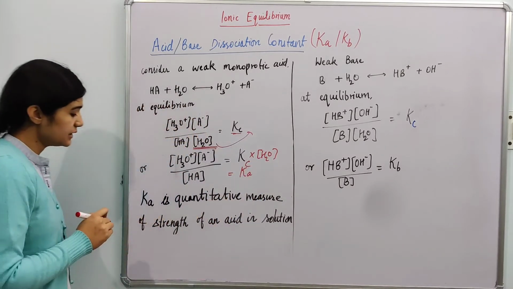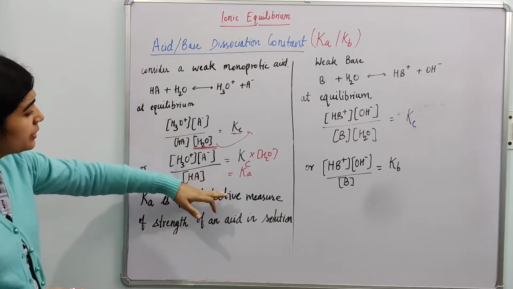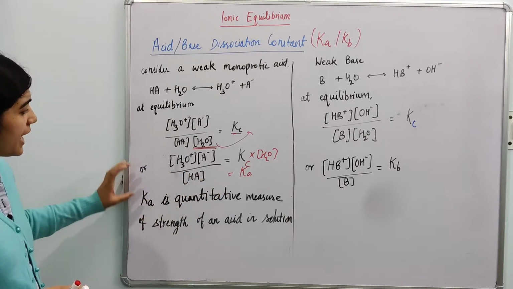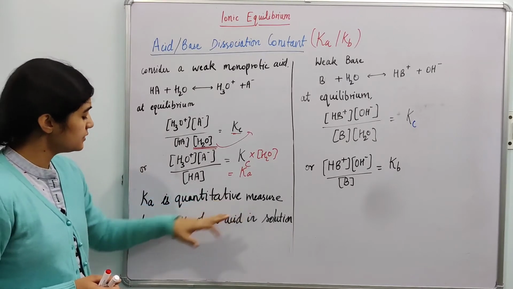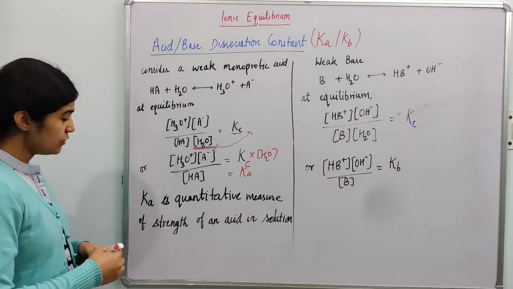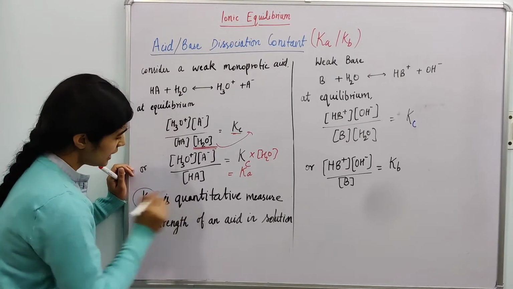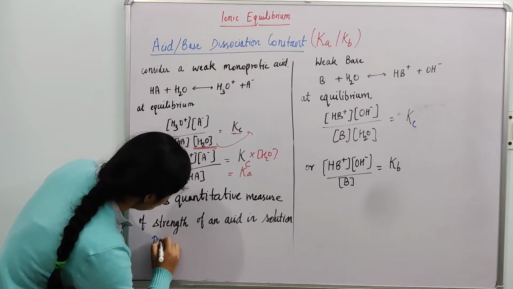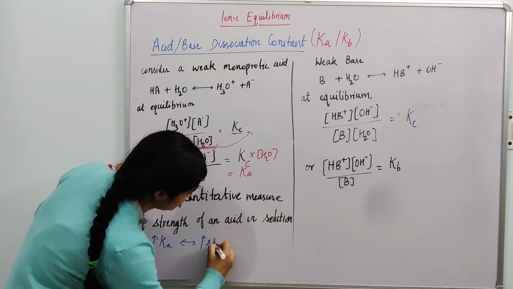So Ka is nothing but the equilibrium constant for acids, and it is a quantitative measure of the strength of an acid in a solution. Alright. Now there is a relation between Ka and the strength of the acid. Higher the value of Ka, higher is the strength of the acid.